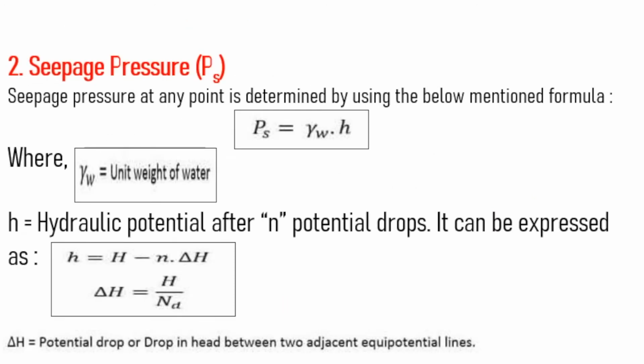Second one is seepage pressure, which is given by Ps. It is nothing but γw into h. As we all know, γw is the unit weight of water. h is the hydraulic head after n potential drops. So this h can be written as capital H minus n into ΔH, because it depends upon n potential drops. And what is ΔH? ΔH is nothing but H divided by Nd. So this is again an important formula.